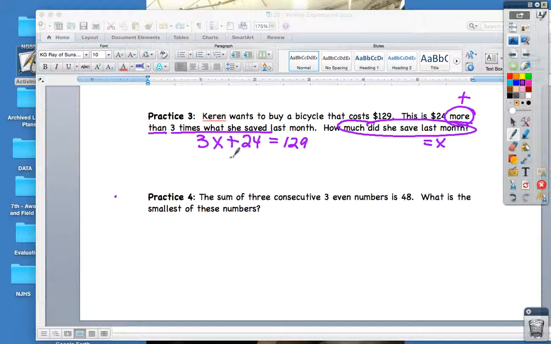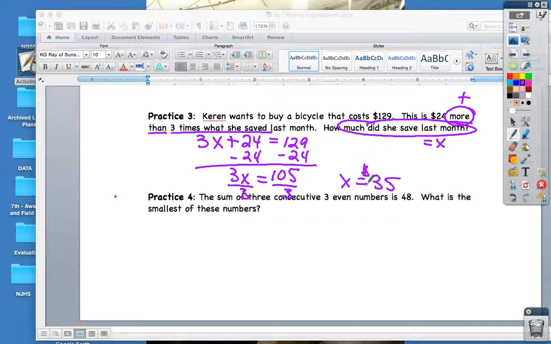We're going to subtract 24 from both sides. 3x equals 129 minus 24, which is 105. Divide by 3. X equals $35.